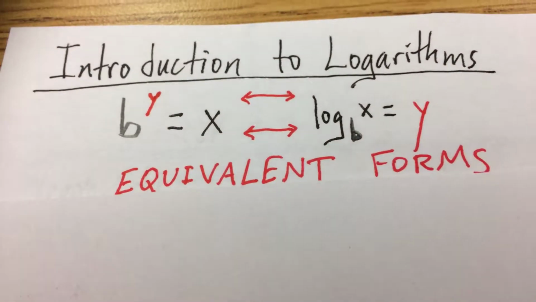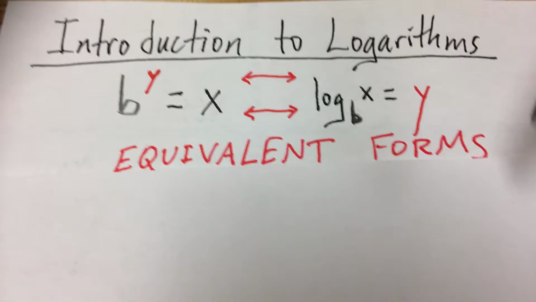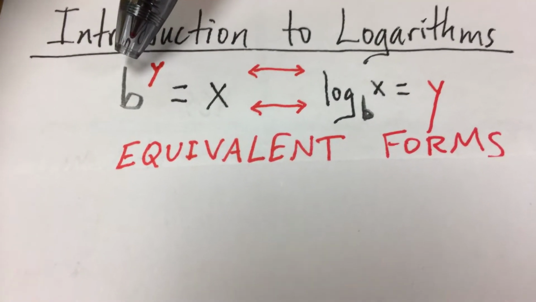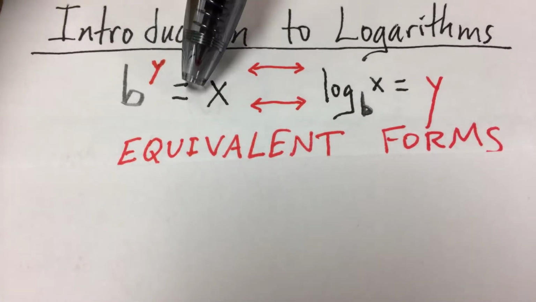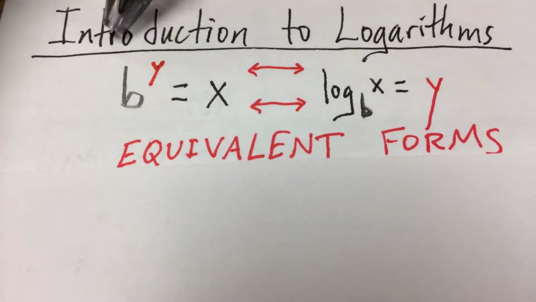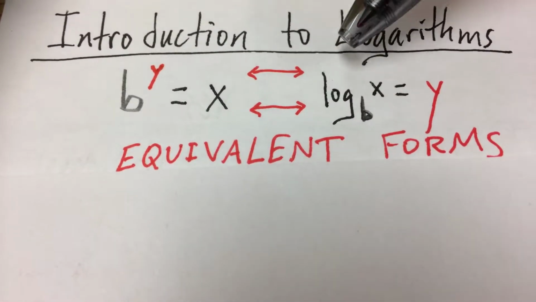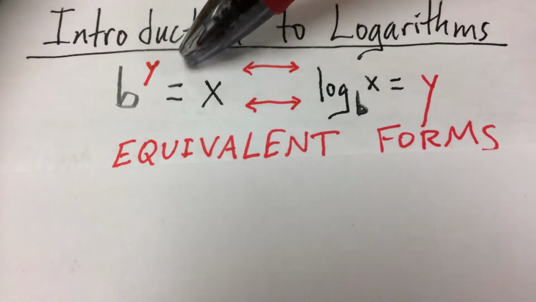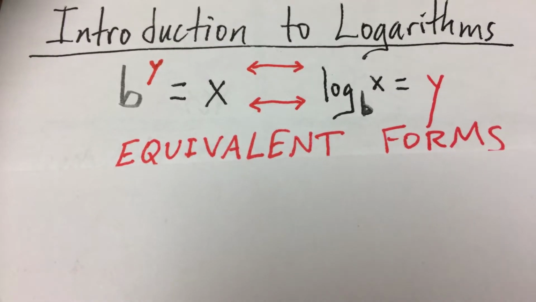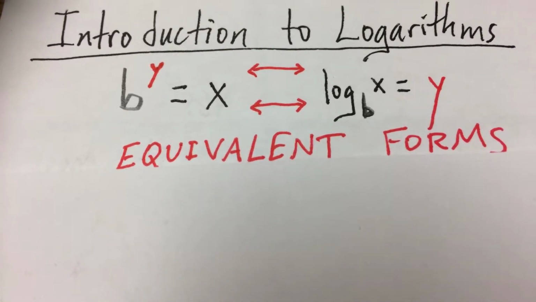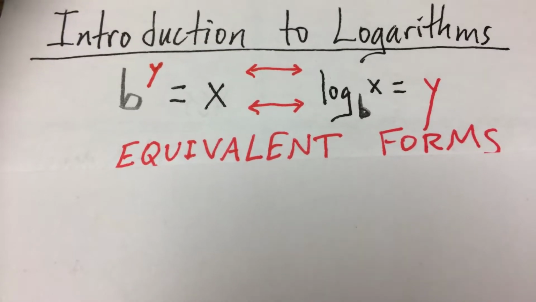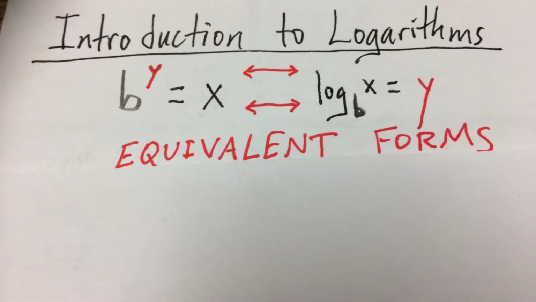So we can see logarithms are defined by two equivalent forms. You could have an equation written in exponential form, like b to the y power equals x. Or that same equation could be written in logarithmic form, which would be log base b of x equals y. These two equations mean the same thing. You would just go from one form to another depending upon the type of problem you're trying to solve.